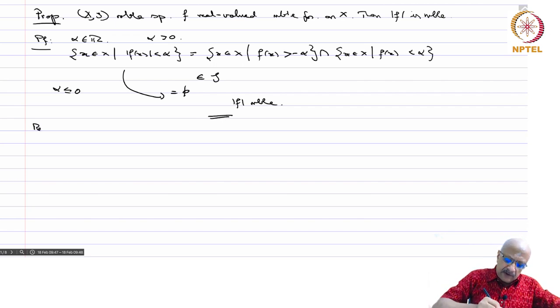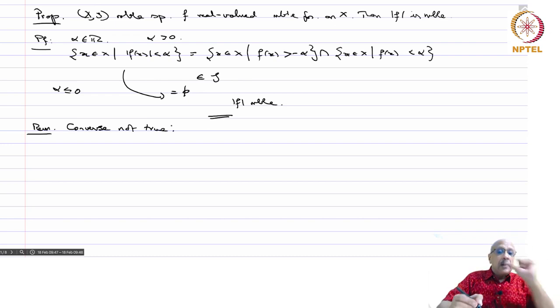Remark: I leave it as an exercise for you to check. Converse not true. You can easily construct a counterexample, so we will leave it at that.